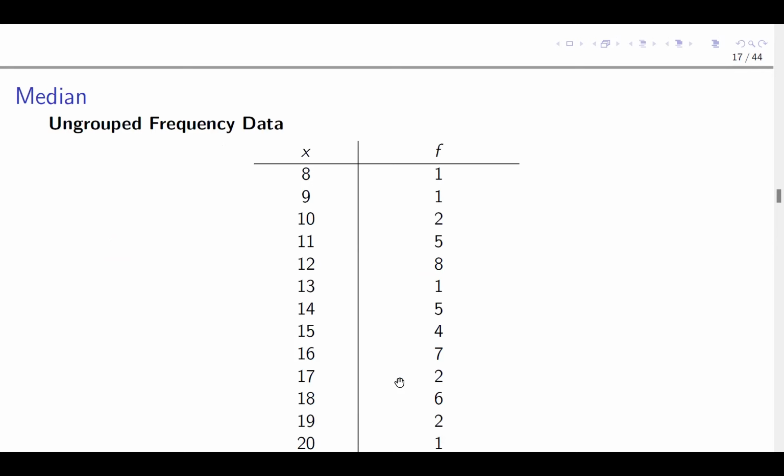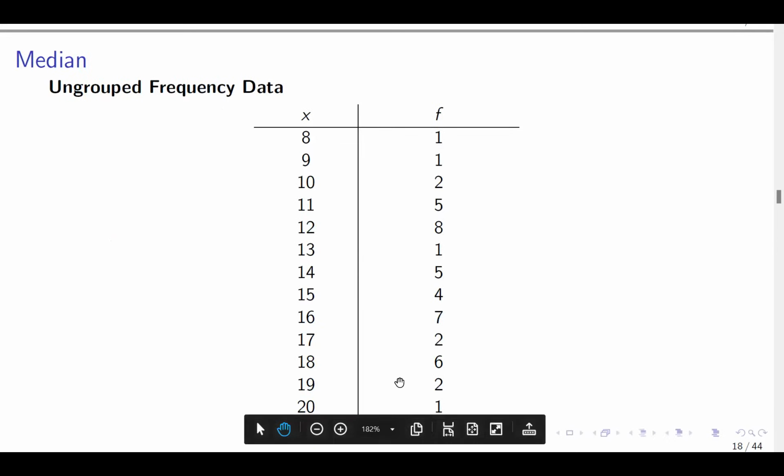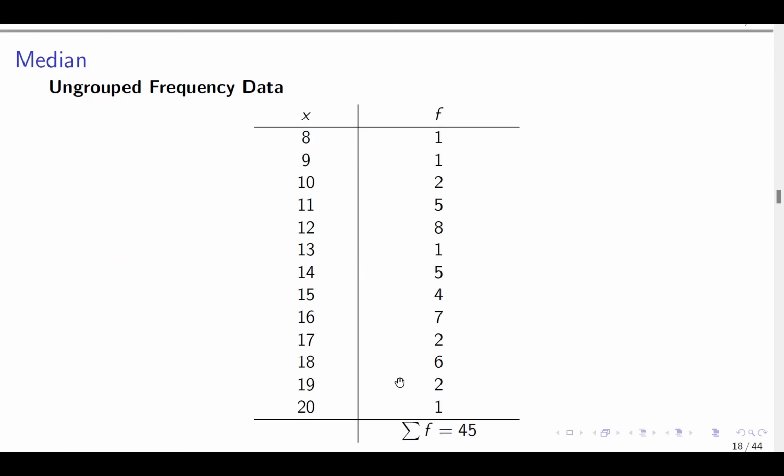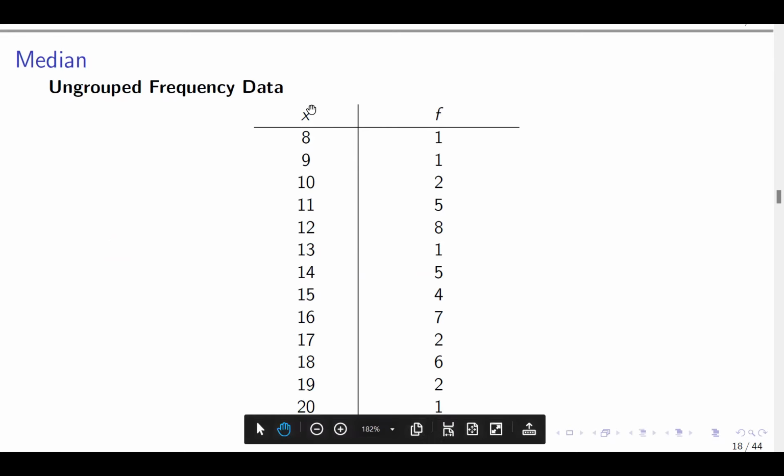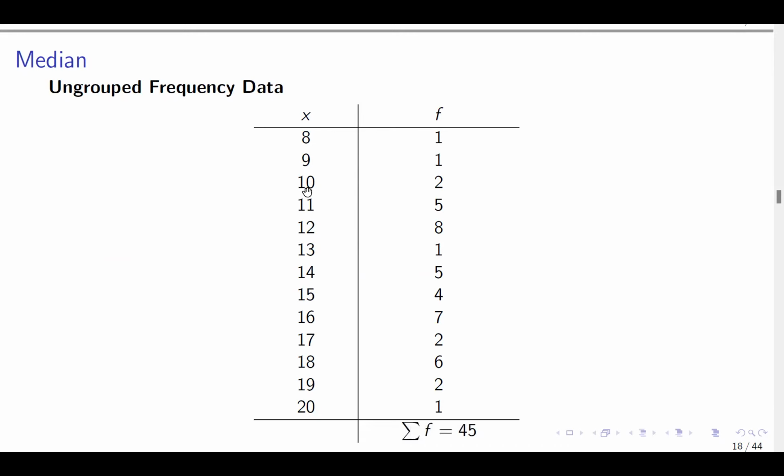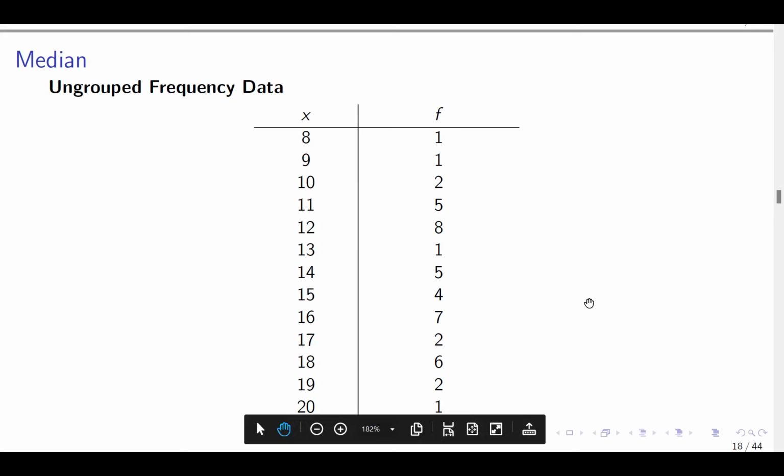Now let us try to understand how to find the median for an ungrouped frequency data. So we have a table here where we have some X values, which may represent ages, and these are the frequencies. So the number of people who are 8 years old, 2 people who are 10 years old, 8 people are 12 years, and so on. We saw this data when we were discussing the mean.